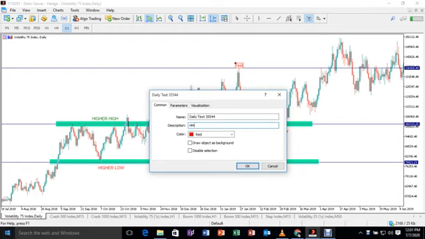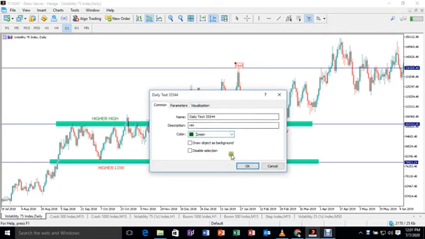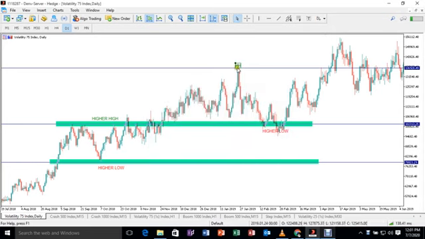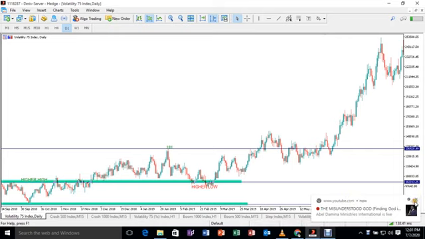Now I'll stop writing them in full and keep using the abbreviations now, so you should understand what I mean when you see HH, which means higher high, and if I use HL, which means higher low. So we can see what happens here.